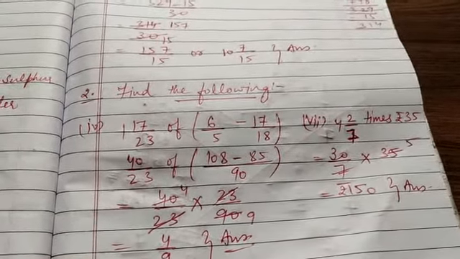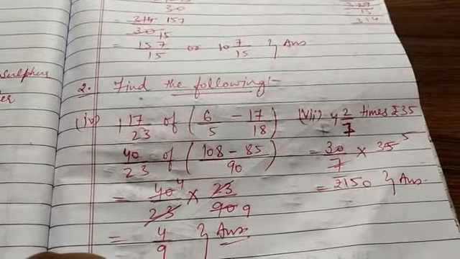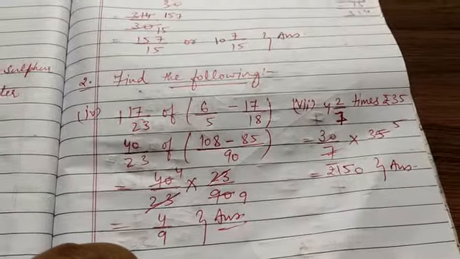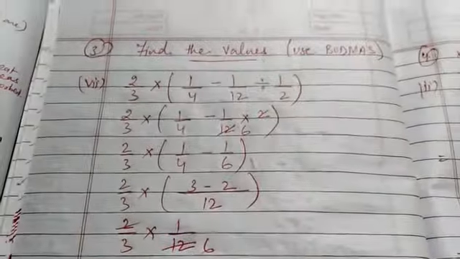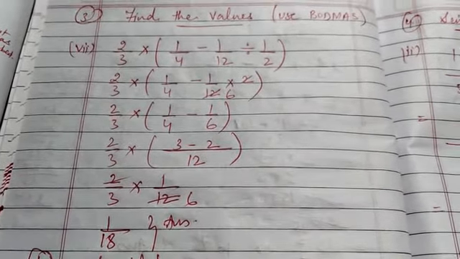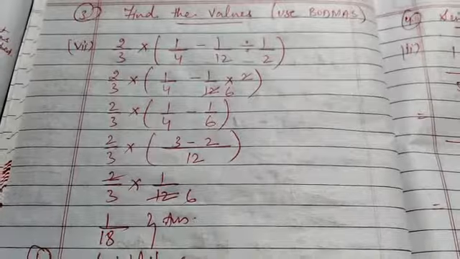There was subtraction of fractions, so I have subtracted them inside the bracket, then opened it, and then I changed the of into multiply. So this step-by-step method, if you follow, you will surely get the correct answer. You will not get any answer wrong. Remember that.